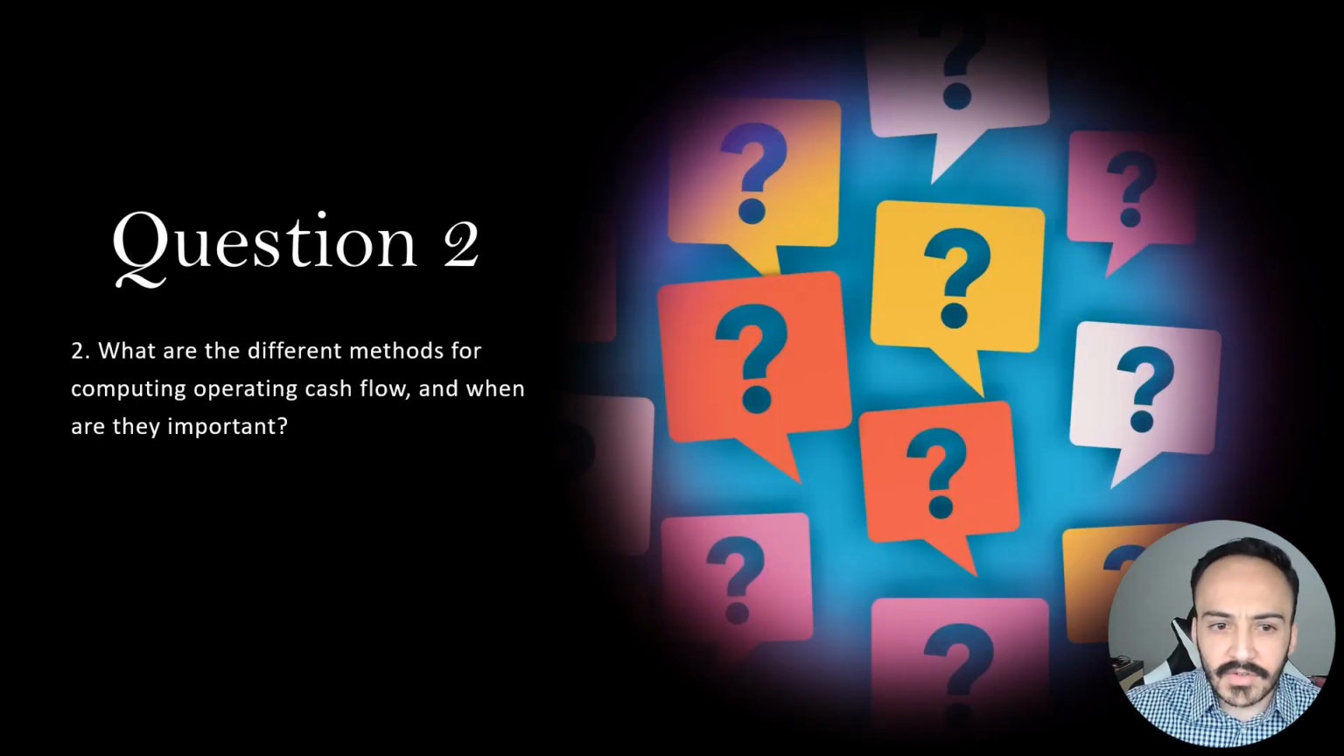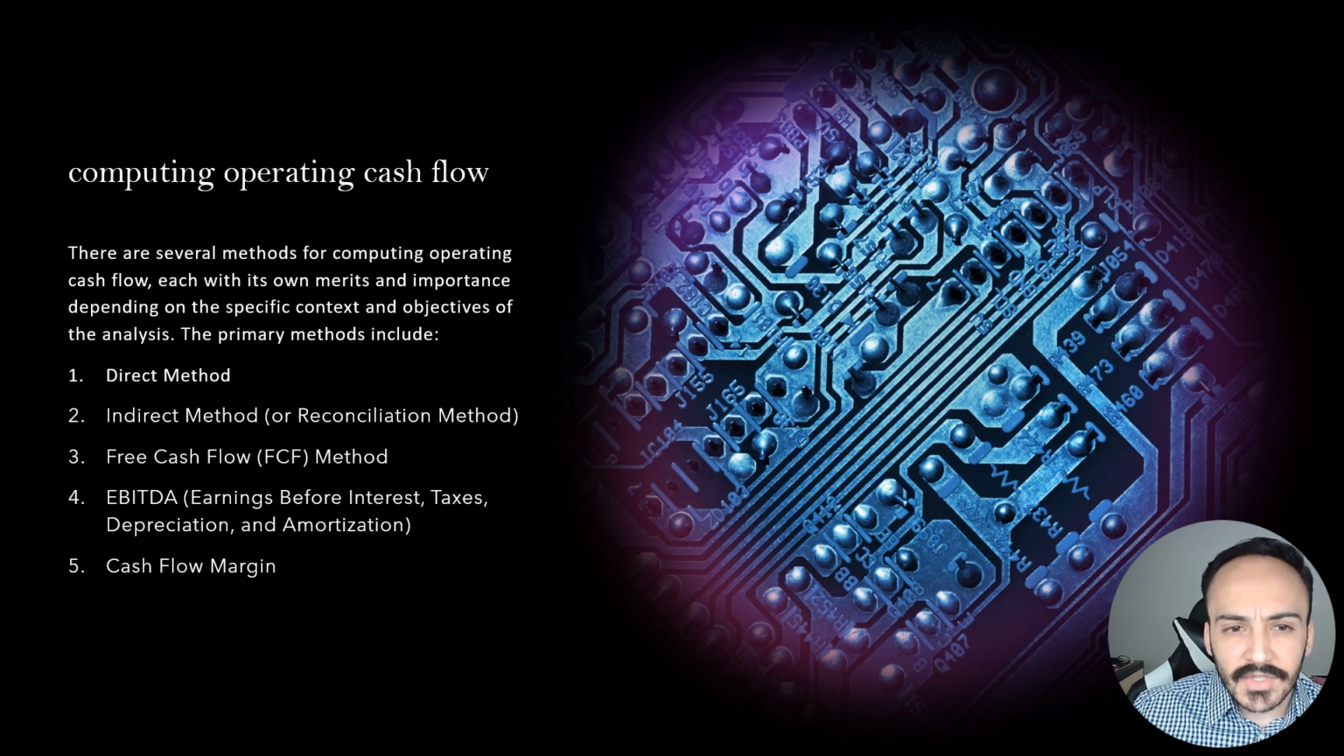Question two, what are the different methods for computing operating cash flow and when are they important? There are several methods for computing operating cash flows, each with its own merits and importance depending on the specific context and objective of the analysis. The primary methods include number one, the direct method; number two, the indirect or reconciliation method; number three, the free cash flow (FCF) method; number four, EBITDA, earnings before interest, taxes, depreciation, and amortization; and number five, cash flow margin.